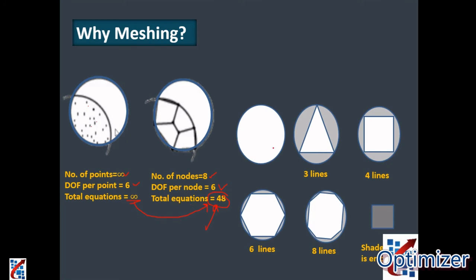Now if you want to capture this circle as it is, you need to increase the number of points on it. If you use only one element like this, it won't capture it very well. As you increase the number of points on the region, the circle is captured more closely. The shaded region is the error. As you increase the number of points, the error area is minimized, and you get an accurate result. So this is why meshing is required.